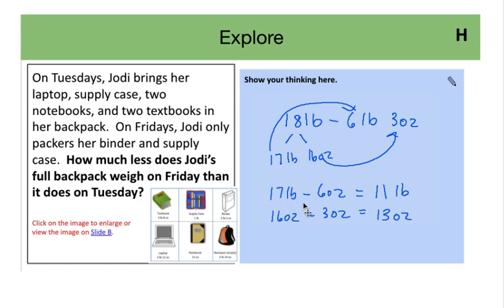So I did 17 pounds minus 6 pounds gives me 11 pounds, and 16 ounces minus 3 ounces gives me 13 ounces. So the answer here is 11 pounds, 13 ounces. That's the difference in weight from what she carries on Tuesday and what she carries on Friday. Let's go ahead and explore a different way to solve this problem.